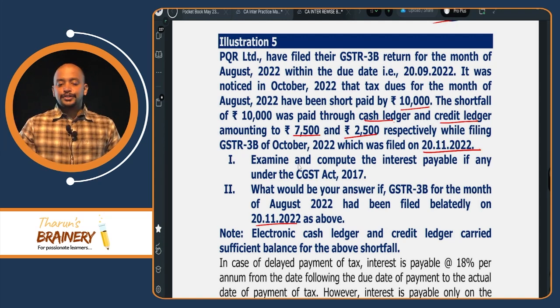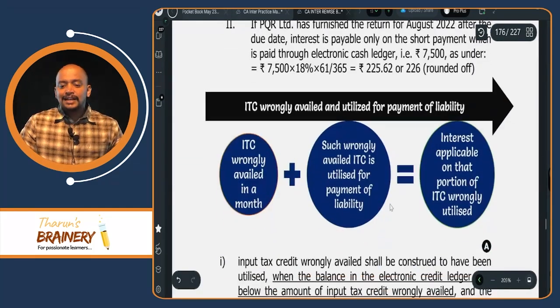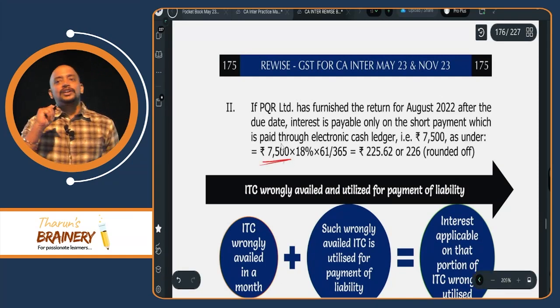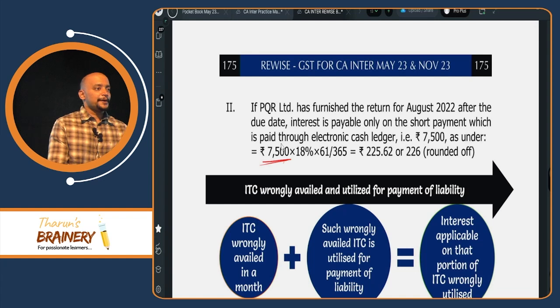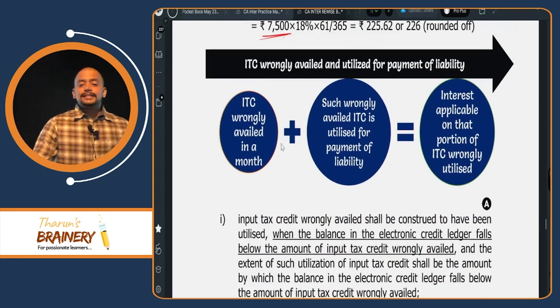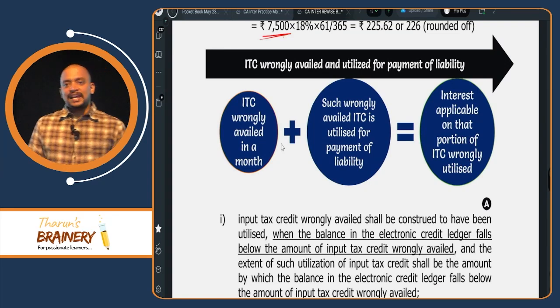Understood or not? So therefore, now in the second case, as there is a delay in filing 3B, interest is computed only on 7,500 but not on entire 10,000. Understood? Then the third situation in interest is ITC wrongly availed and utilized for payment of liability.